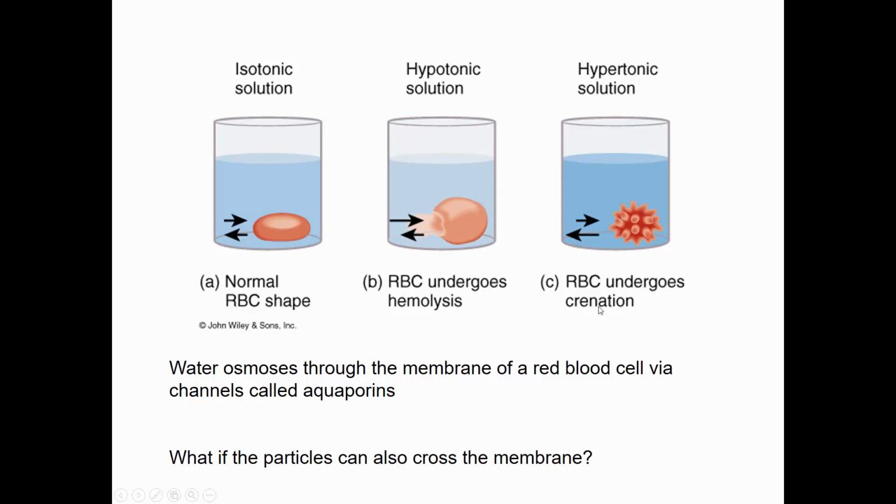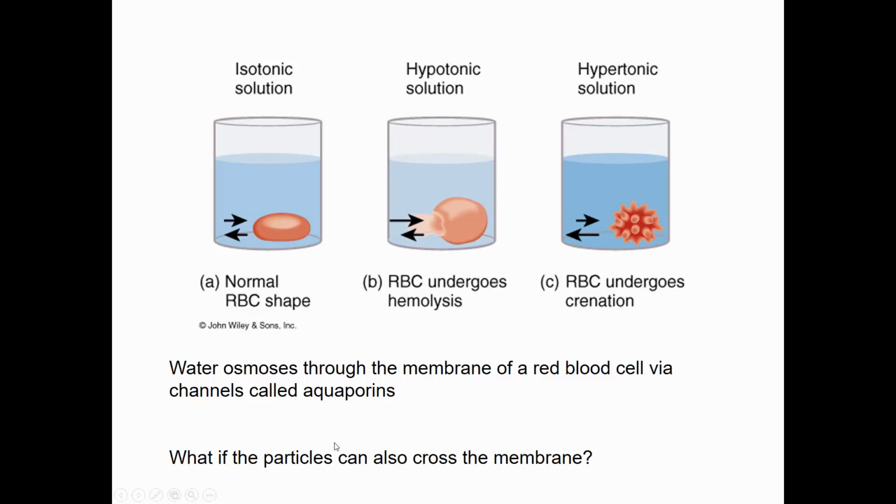Now, these three scenarios involve particles that are fixed. The particles cannot move. Only the water can move. And water is able to move because red blood cells have an abundance of a particular kind of protein called an aquaporin, which is essentially a water channel. So water can easily move between the inside and the outside, and whatever the particles are in our solutions cannot move. The particles are impermeant or fixed or non-penetrating.